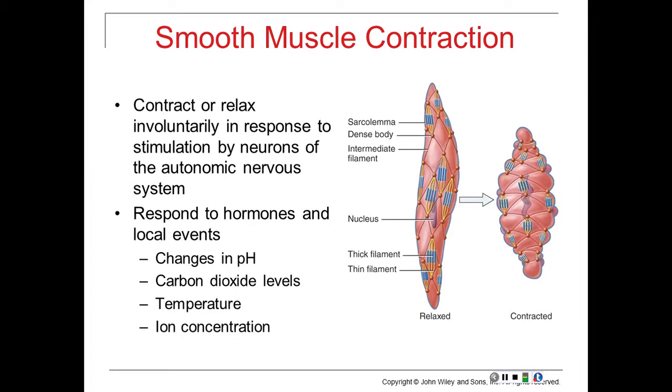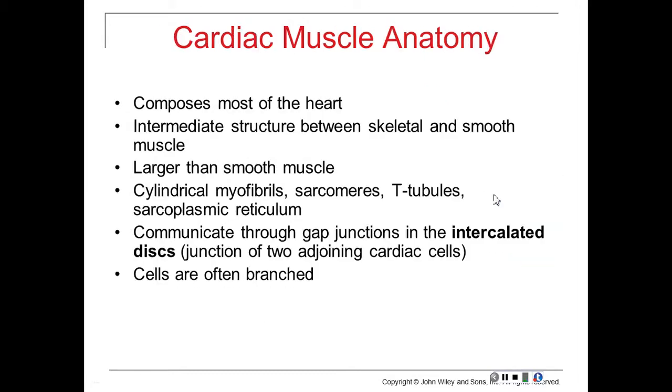As I mentioned, the contraction is very different. It's more blob-shaped or wave-shaped. They contract and relax involuntarily in response to the neurons of the autonomic nervous system, which we'll talk about later on. They can also respond to hormones as well as local events like changes in pH, carbon dioxide levels, temperature, as well as ion concentration. If you look at the two cells here, one is a relaxed cell and one is a contracted cell, and you can see it does shorten, but it also fattens. It has a very different type of contraction than our skeletal muscles do.